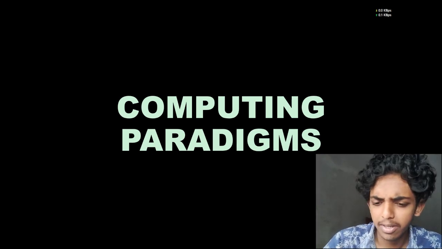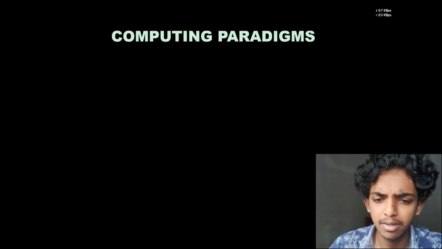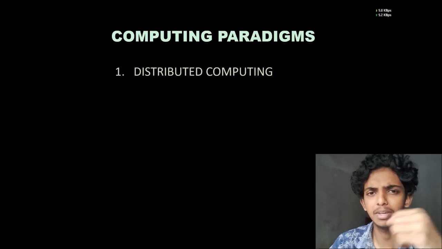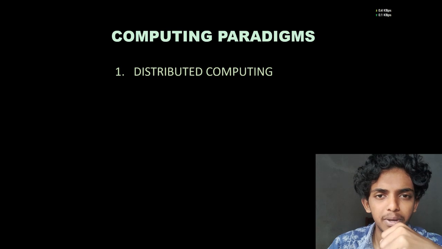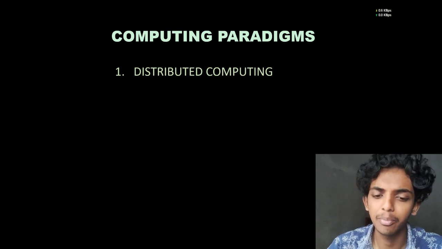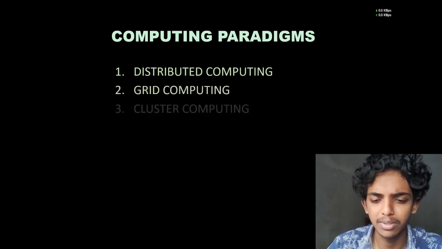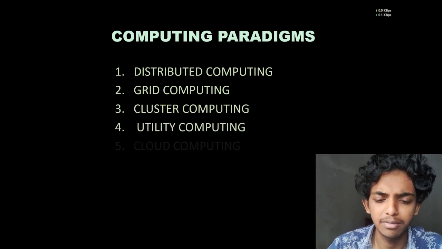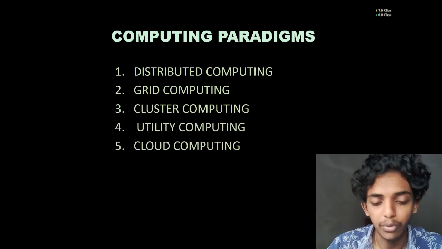When we come to computing paradigms, we have five of them. The first one is distributed computing, the second is grid computing, the third is cluster computing, the fourth is utility computing, and the fifth is cloud computing.